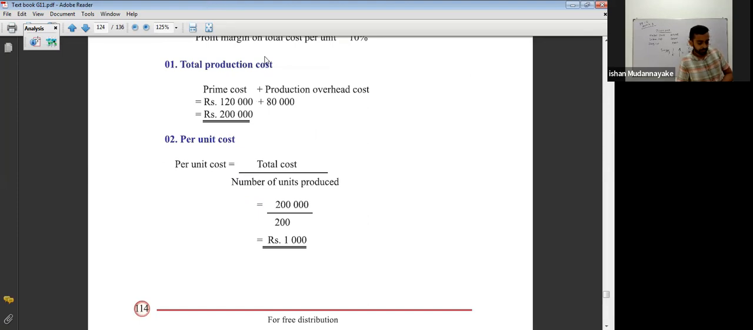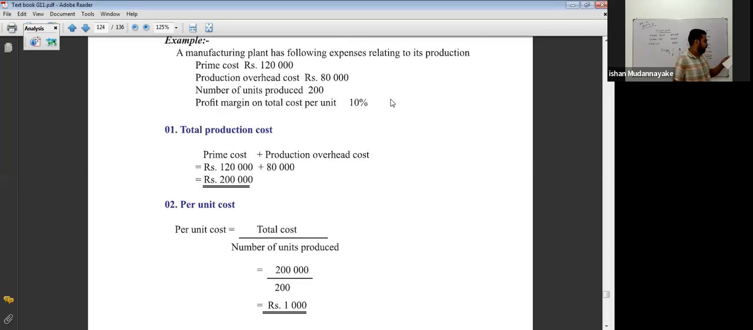Yes, sir. Right. Austin, clear? Yes, sir. And then on page number 114, you can see one of the examples. Look at the example.